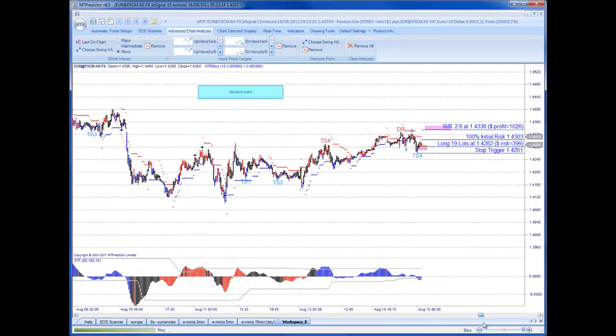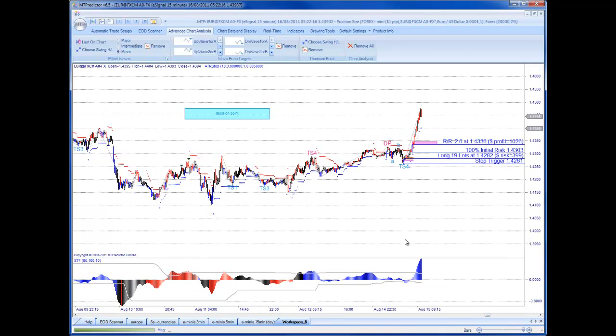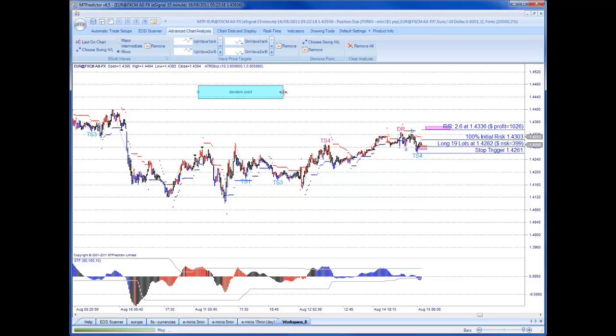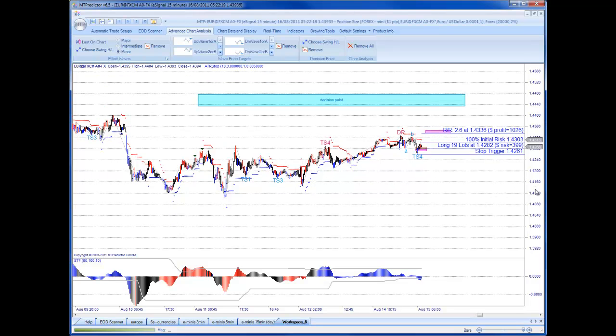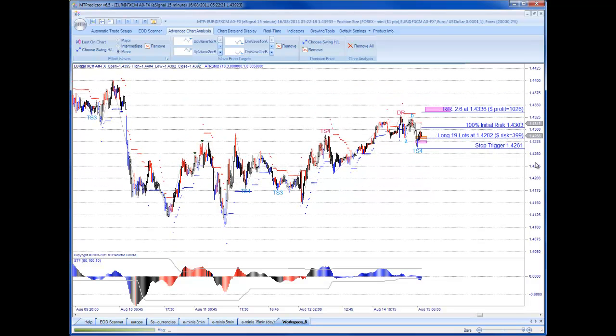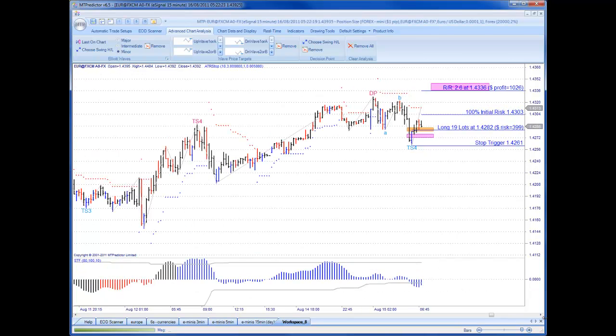So if I scroll this across and I'll take it back to just around there, I'll just drag the DP across a bit, zoom the chart in a bit like this, and now we'll go forward.